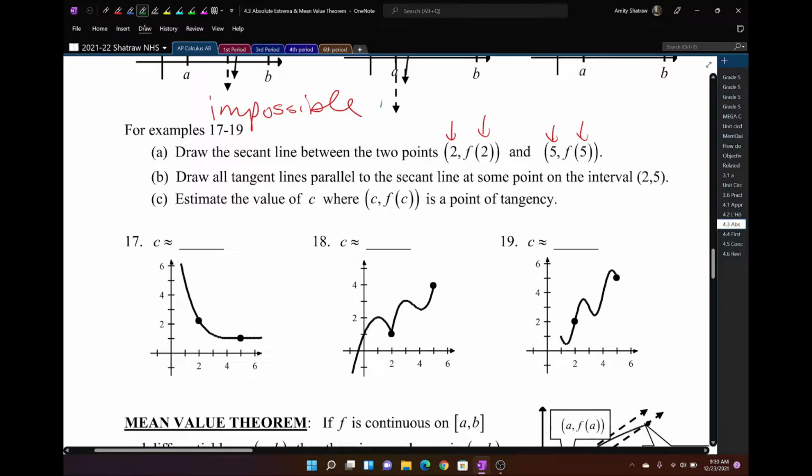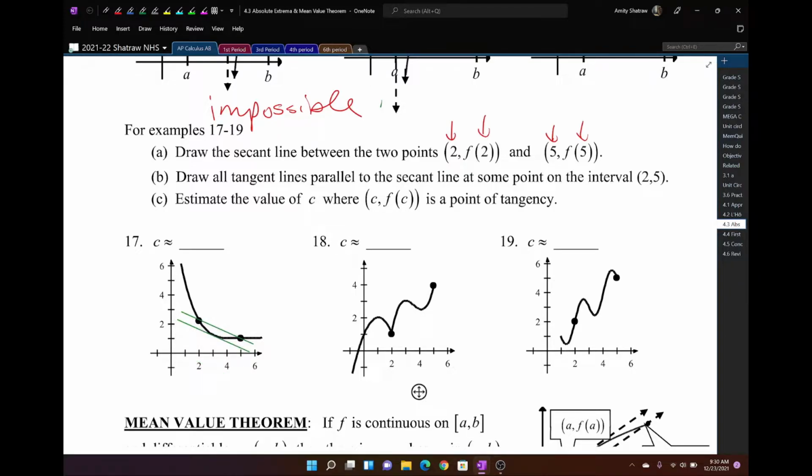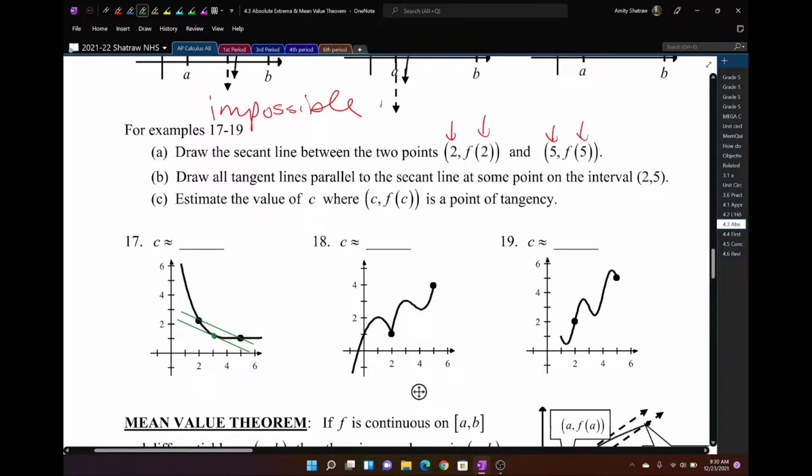So I'm supposed to be doing green. I'm going to draw my secant line, and there it is. I'm feeling very good about that. I'm going to copy it, paste it. And I believe I could see where that tangent line would be, and it looks like it would be right there. I'm going to write that down, that I drew a tangent line specifically at this point, which is 3, 1. So he says, estimate the value of C where C, f of C is a point of tangency.